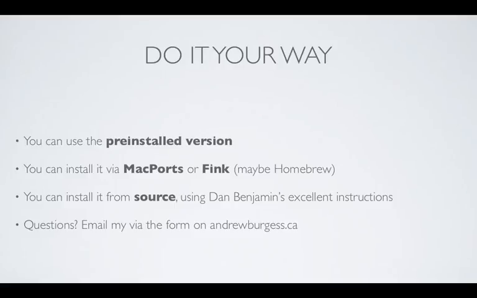However, if you want to go to Ruby 1.9, then you can install it via something like MacPorts or Fink, or maybe even Homebrew. I'm not sure about that. If you use any of these package managers, you should be able to install Ruby through that. If you're feeling a little more adventurous, and this is what I've actually done, you can install Ruby from the source code. So you'll go to that Ruby website, and I'll have a link to Dan Benjamin's excellent instructions on how to install Ruby from source.